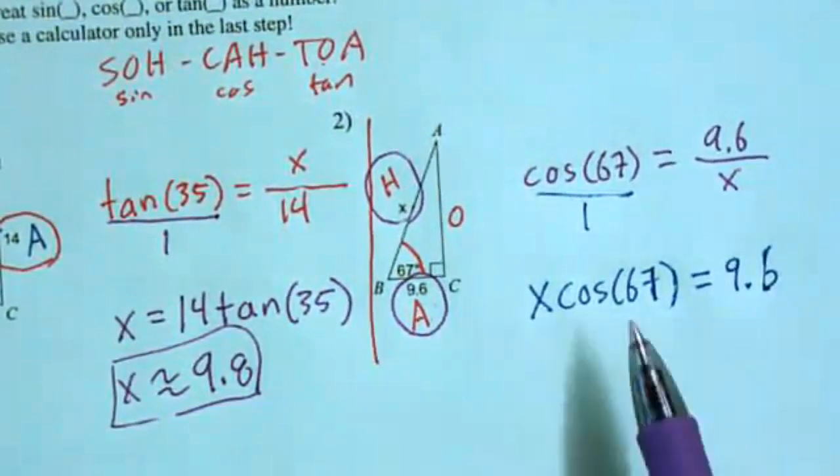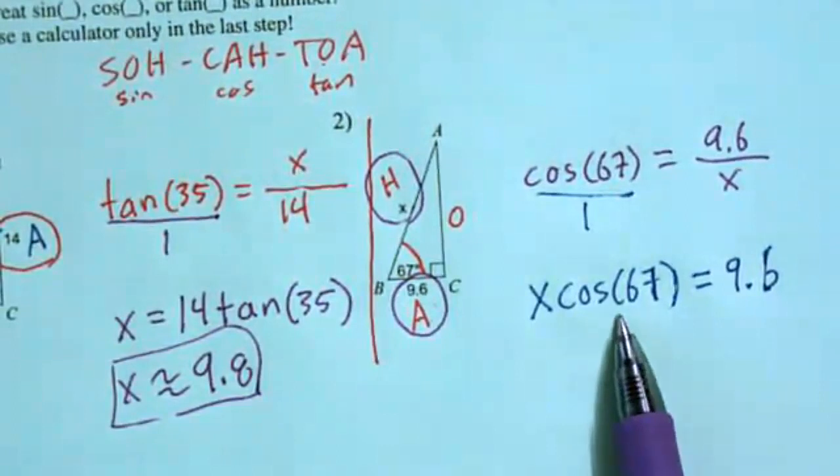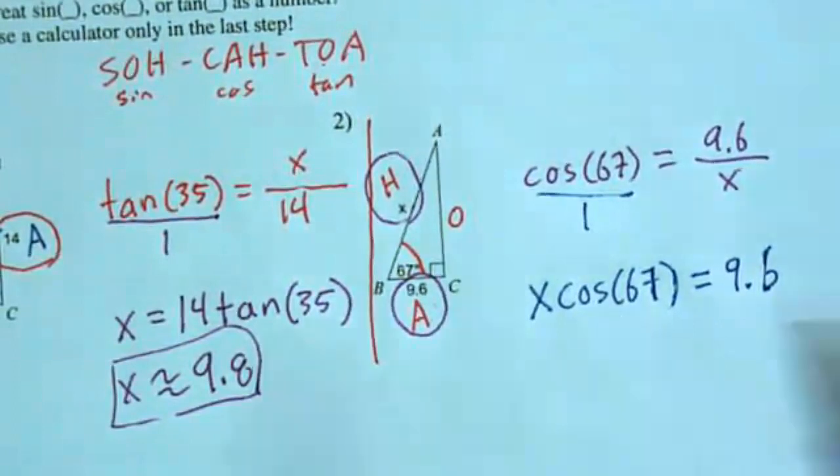Anybody want to guess how we're going to get rid of this cosine 67? We got a suggestion for division. That's a great guess. Any other guesses? Multiply, good guess. Anybody, any other guesses? You want to go add or subtract? What do you think? Subtract, good guess. Any other guesses? Good. Anybody want to go square roots, squares? No? All right. Thank you guys for participating.